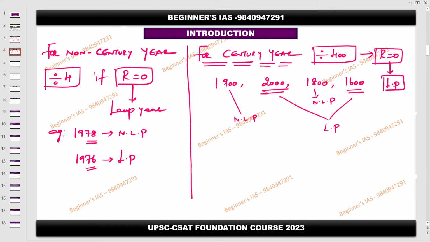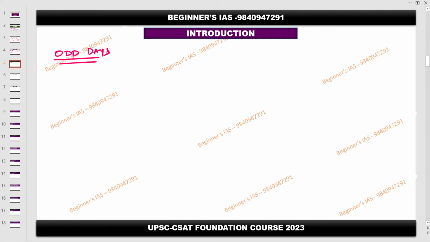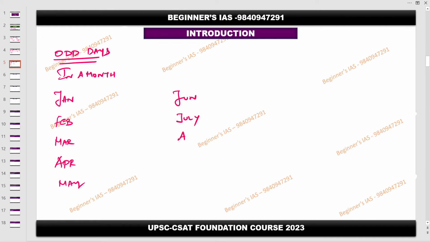In general, here you need to identify the odd days. So how do we calculate the odd days in a month? In a year there are 12 months, right? January, February, March, April, May, June, July, August, September, October, November, December.